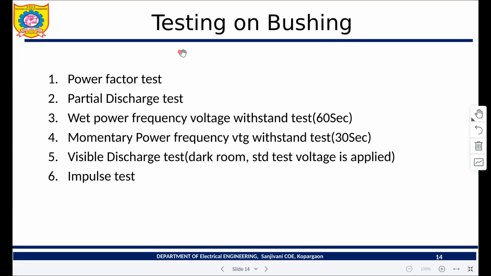So this is about the different tests used for the bushing. I hope you understand all the tests.